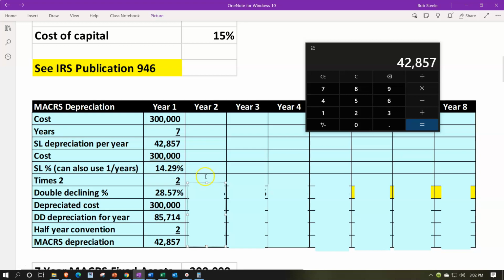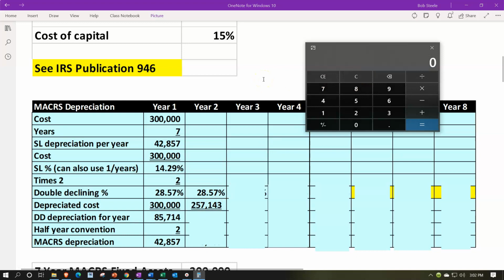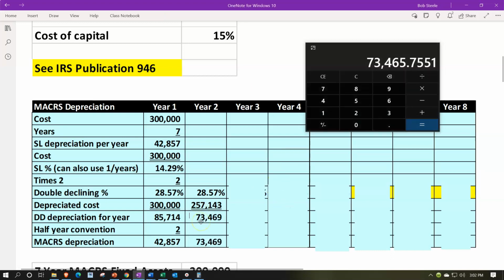That's important because when you go to year 2, you can't use the straight line or it will be wrong. We're going to pick the 28.57 about times the cost, 300,000, minus the accumulated depreciation, which is the 42,857. That's the 257,143 about, times the 0.2857 about, would then give us for the next year the 73,465. And this is rounded, of course, because this is rounded to a couple digits. In Excel, we use the actual calculation here, and in the calculator we are rounding.